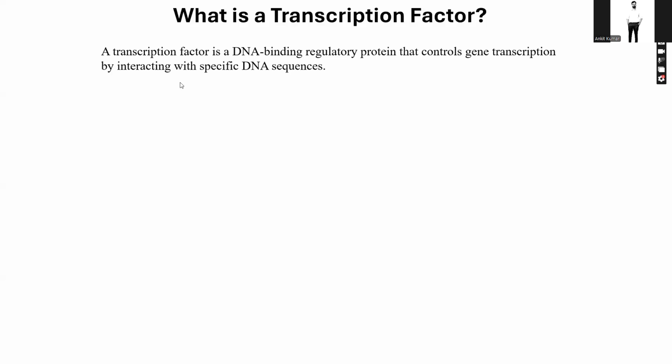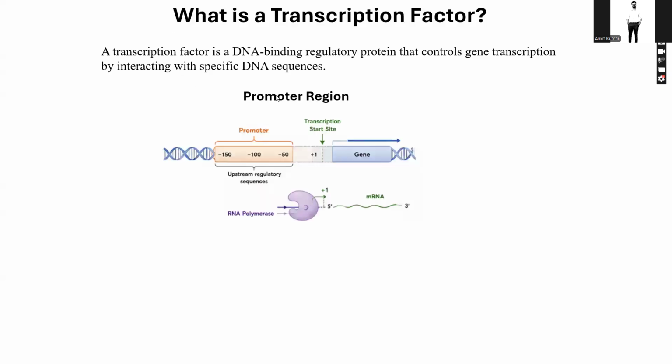Let's try to understand. We can define a transcription factor as a DNA binding regulatory protein that controls gene transcription by interacting with a specific DNA sequence. So the transcription factor will decide where to bind to recruit the RNA polymerase. And this will bind only in that specific sequence of the DNA where the gene is getting expressed.